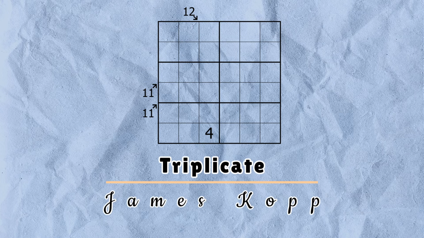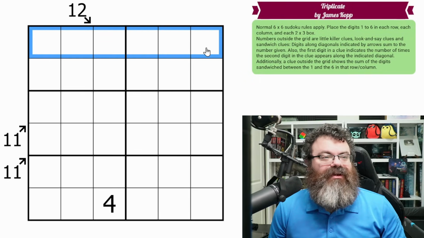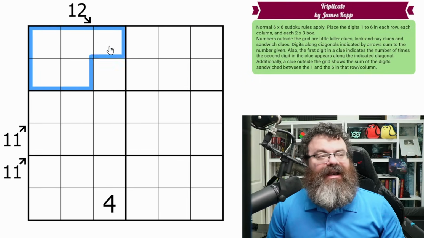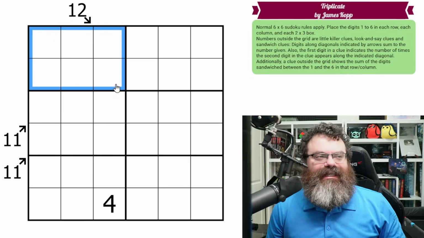Hello, let's continue our Sudoku adventure with Triplicate by James Kopp. So we have normal 6x6 Sudoku rules, so in each row, each column, and each 2x3 box, we are placing the digits 1 to 6 exactly once each.